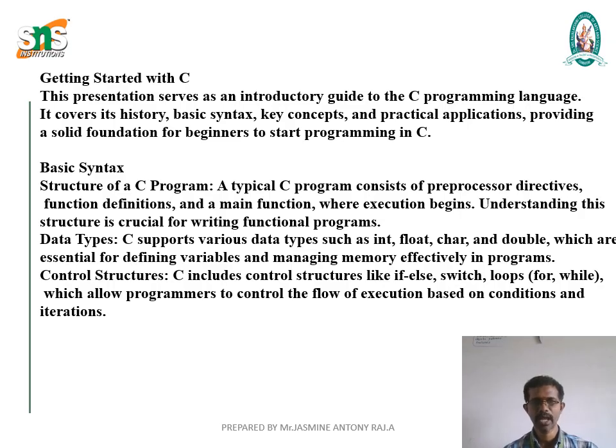In that, first we can see the structure of a C program. What is meant by the structure of a C program? A typical C program consists of preprocessor directives. In order to write a C program, it should consist of preprocessor directives. Without these preprocessor directives, we cannot write a C program. We also need function definitions and a main function where execution begins. Function definition means the functions that we are going to give inside the program, the particular set of blocks, the information we are going to execute. The main function is the main start of the program, where we can include all the header files.